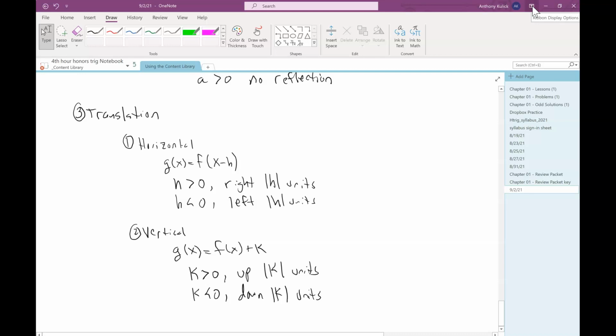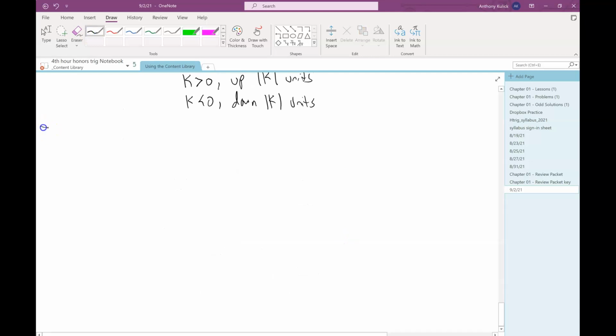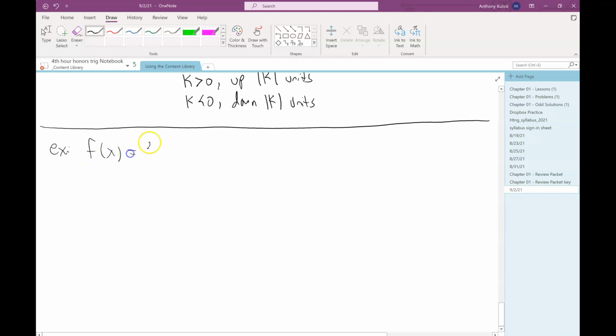So let's do some examples here. So that was basically the content. From here on out, it's just going to be some example problems. So let's say that our f of x is 3x squared plus 4x minus 1. And let's say we want to reflect this across the x-axis.